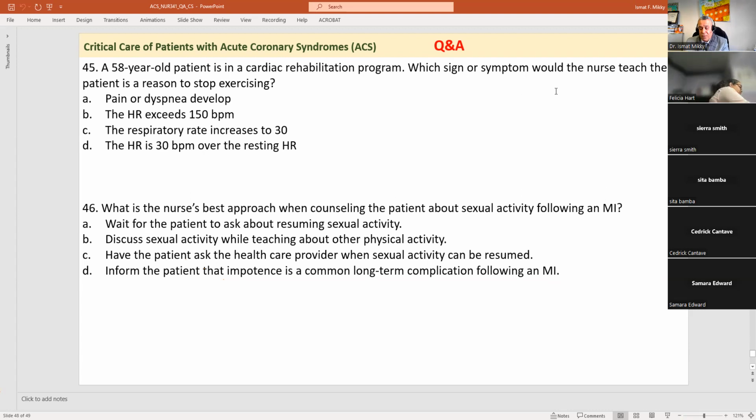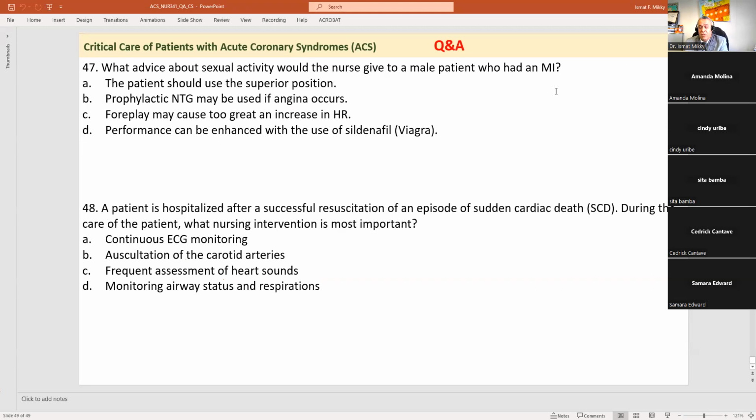45. A 58-year-old patient is in a cardiac rehabilitation program. Which sign or symptom would the nurse teach the patient is a reason to stop exercising? A, pain or dyspnea. Right. Yes. 46, right? What is the nurse's best approach when counseling the patient about sexual activity following an MI? B. Right.